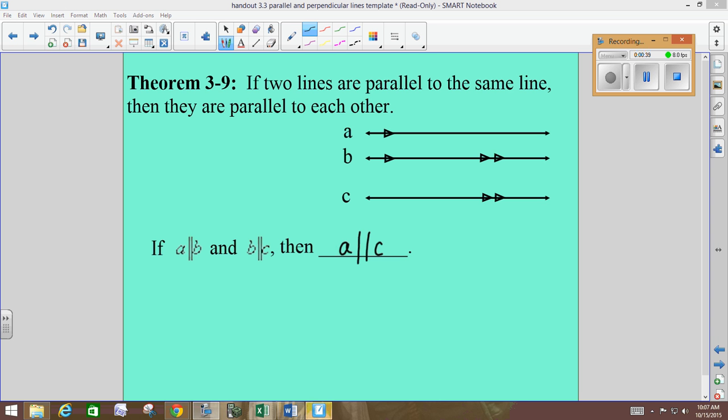On the blue poster, it's number 6. If two lines are parallel to the same line, then they're parallel to each other. Two lines parallel to the same line are parallel to each other. Think about the ceiling dividers. This line is parallel to this one, and this line is parallel to this one. Therefore, those outside lines have to be parallel. Two lines parallel to the same line, they've got to be parallel. It is almost just like the transitive property. Good. A is parallel to B, and B is parallel to C. They're both parallel to B, so they're parallel to each other.